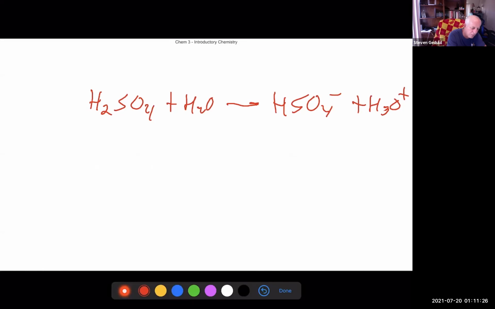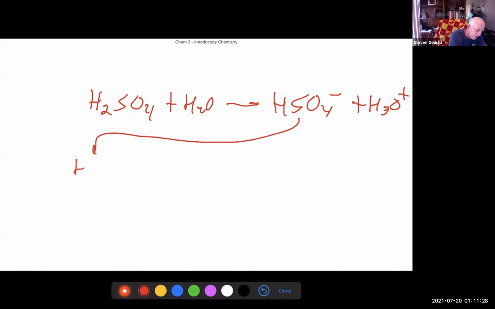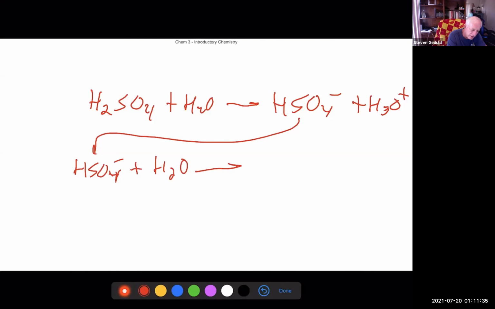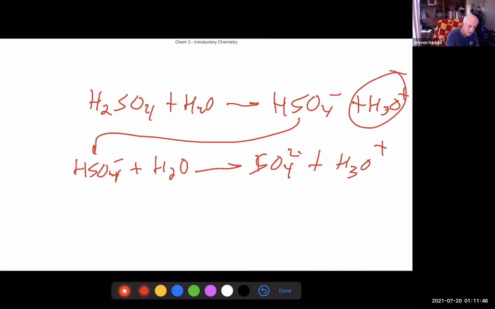The HSO4- can react with water again to give off a second proton to give you SO4 2- plus H3O+. Okay. So both hydrogens can be delivered into solution. That's called a diprotic acid. Monoprotic is one hydrogen, diprotic is two hydrogens. Polyprotic means multiple. Like phosphoric acid.